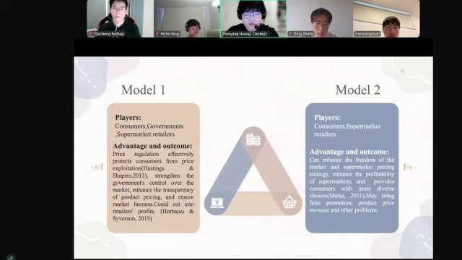Model 1 has 3 players as stakeholders: consumers, governments, and the supermarket retailers. Its advantages and outcomes are that pricing regulation effectively protects consumers from price exploitation, strengthens the government's control over the market, enhances the transparency of product pricing, and ensures market fairness, but could cut into retailers' profits. Model 2 has 2 players as stakeholders: consumers and supermarket retailers. Its advantages and outcomes are that it can enhance the freedom of the market and supermarket pricing strategy, enhance the profitability of supermarkets, and provide consumers with more diverse choices, but may bring false promotion, product price increases, and other problems. Next.